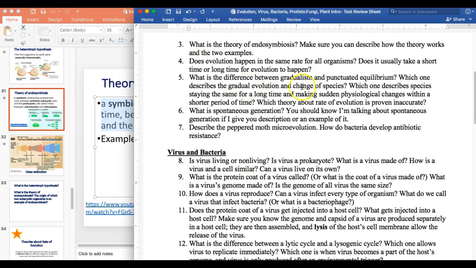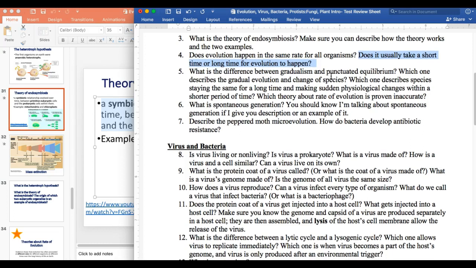Next one is, does evolution happen at the same rate for all organisms? The answer is no, because evolution is not like making bread. The process is about the same, it's pretty similar, but how fast does evolution happen? It really depends. So make sure you know that. Does it usually take a short time or a long time for evolution to happen? Usually it takes a long time for one species to evolve into a different species. But evolution can also happen within a shorter period of time.